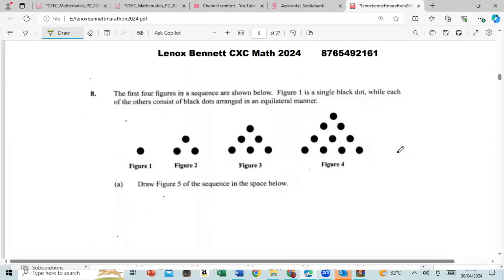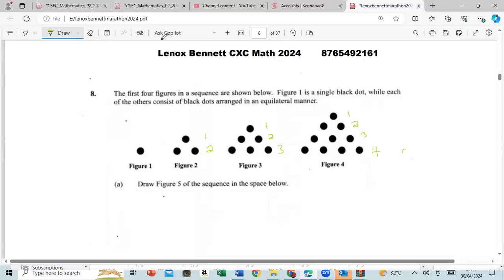So as you can see, figure 1 is just one dot. Figure 2, how I do it, I kind of associate numbers with them. So these are 2, this one is 1. You see? And you find the pattern. Figure 3: 3, 2, 1. Figure 4: 4, 3, 2, 1. So that means figure 5 should have 5 of them.